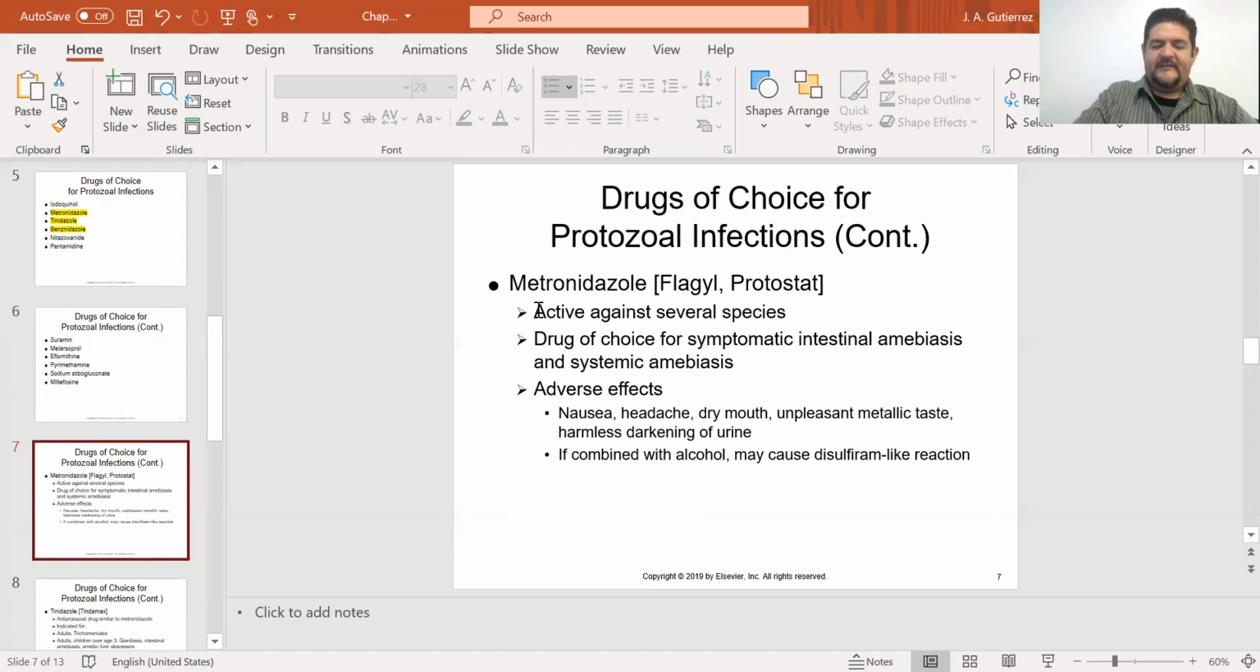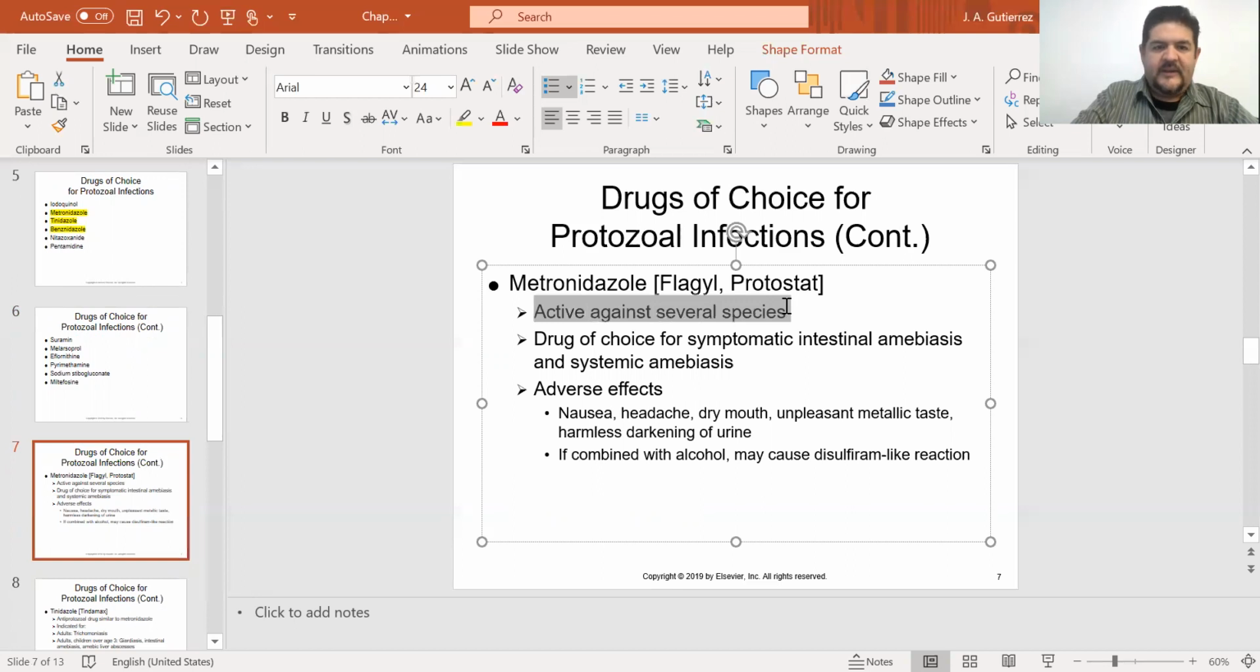Metronidazole has broad spectrum activity. It can kill a lot of different types of microorganisms. We have mentioned bacteria, and here we mention parasites. Regarding amoebiasis, metronidazole can be used for intestinal or systemic amoebiasis.